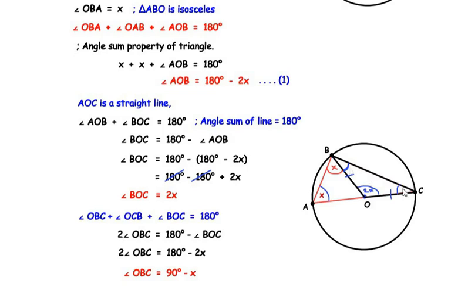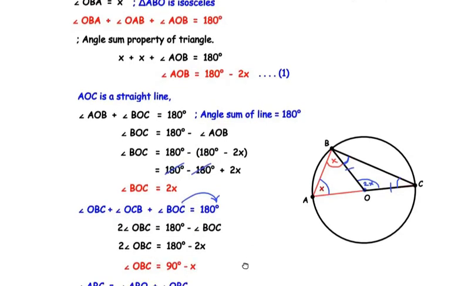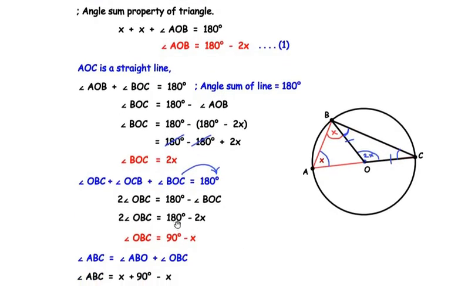Now since these two angles are the same, we have written it as 2 times angle OBC and we have taken angle BOC on the other side of the equal to sign. So we get 180 minus angle BOC. So 2 times angle OBC is equal to 180 minus 2x, since angle BOC is 2x. Now let us divide all the terms by 2. So we get angle OBC is equal to 180 divided by 2 gives us 90, minus 2x divided by 2 gives us x. So each of these angles will be equal to 90 minus x.